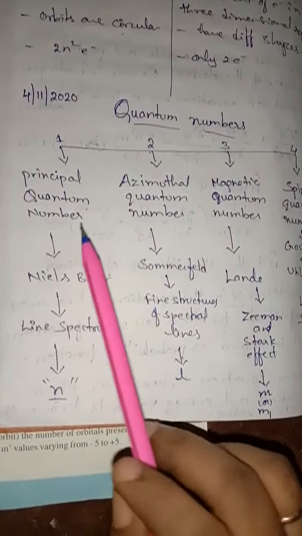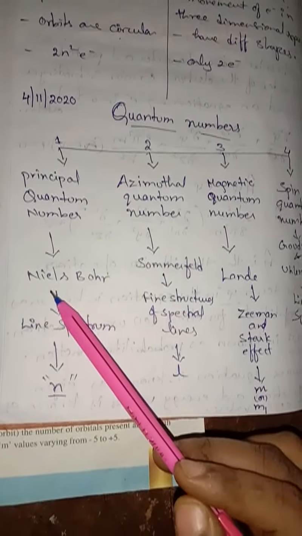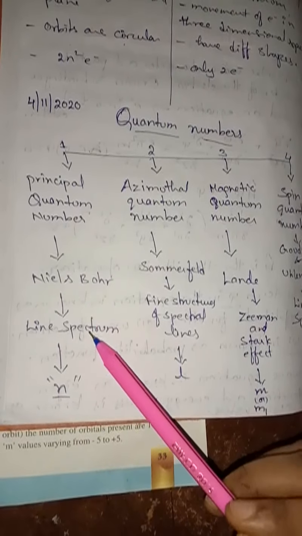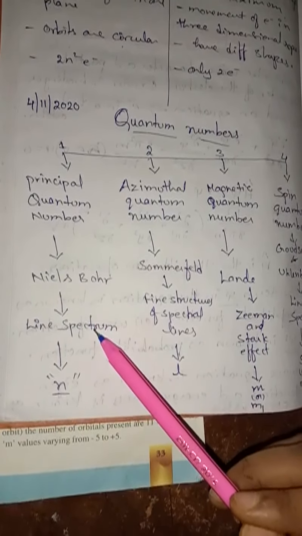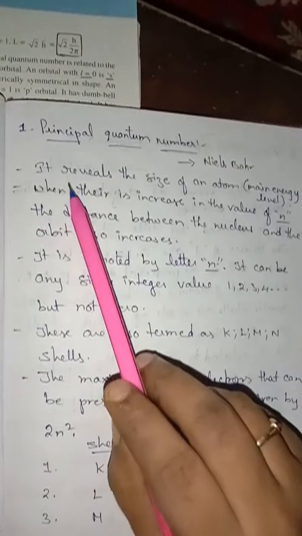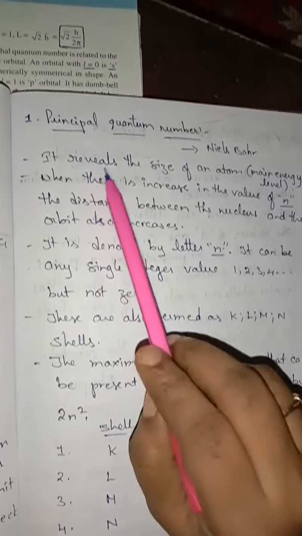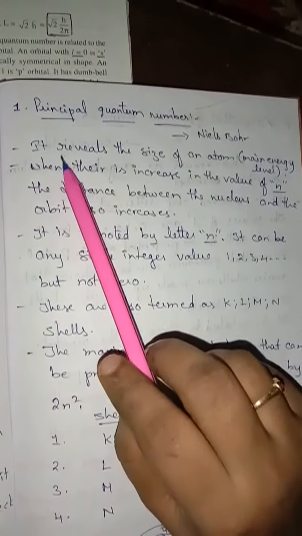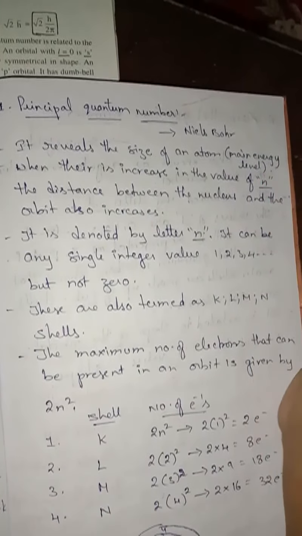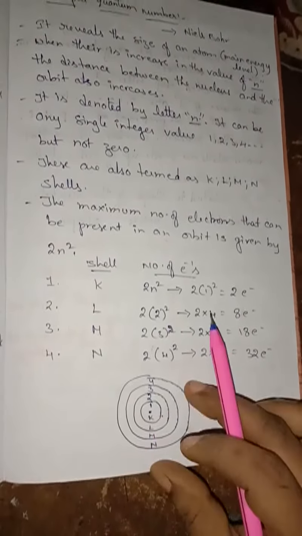The principal quantum number was introduced by Niels Bohr to explain the line spectrum, and it is denoted by the letter n. So we are going to see the principal quantum number first. What about the principal quantum number? It was given by Niels Bohr. It reveals the size of an atom. So how will the size of an atom be revealed? Look at this here.